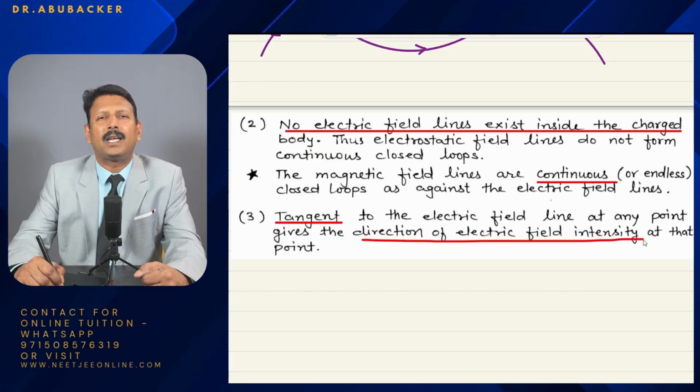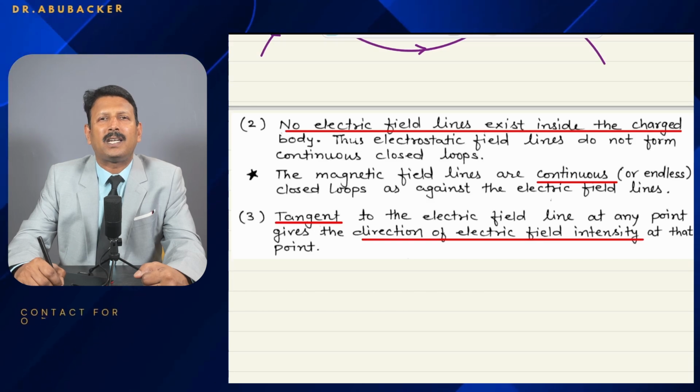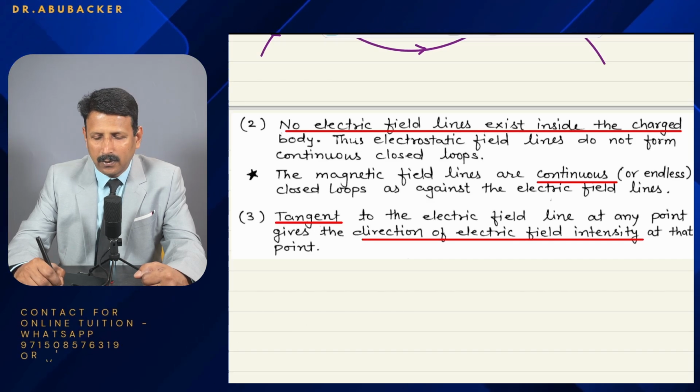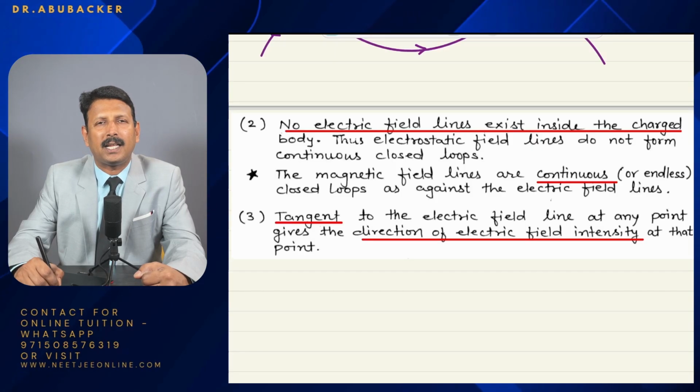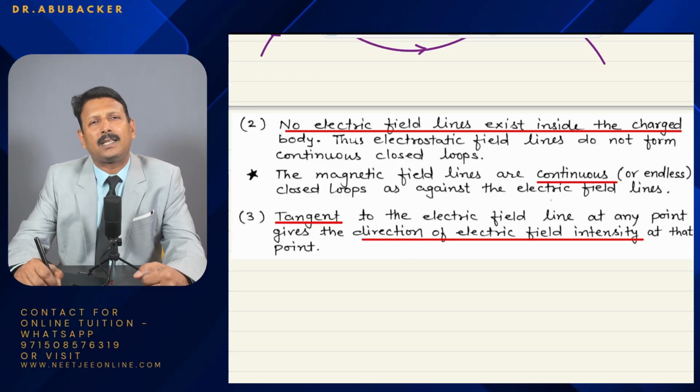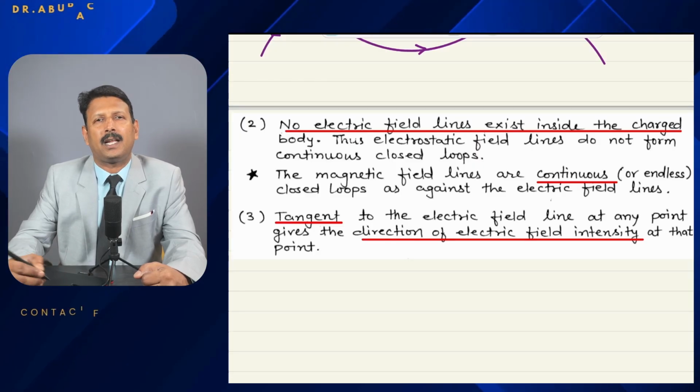And the tangent to the electric field line at any point gives the direction of electric field intensity at that point. That means if you have an electric field line curve and you want to find the direction of the field, then just draw a tangent to that line, and you will get the direction of the electric field.